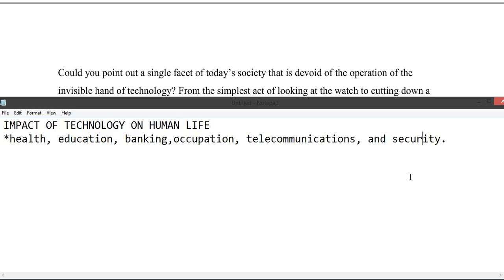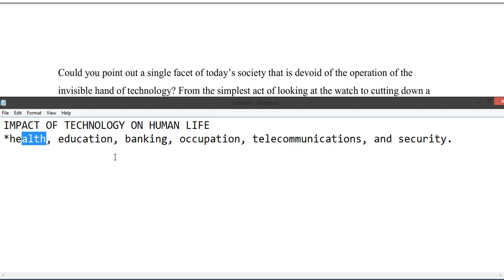You see, now you can't just say impact of technology on human life, blah blah blah. You need to be specific enough. How technology impacts human life in the fields of health: 1, education; 2, banking; 3, occupation; 4, telecommunications; 5, and security; 6. So there are 6 areas and 6 ways technology is impacting human life, and you can have 6 paragraphs for that.